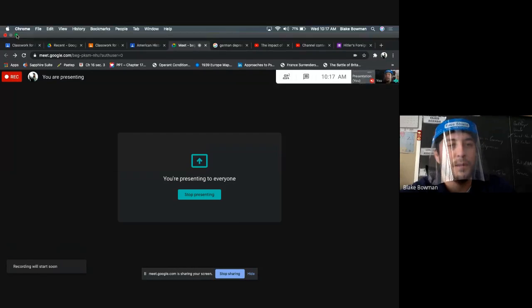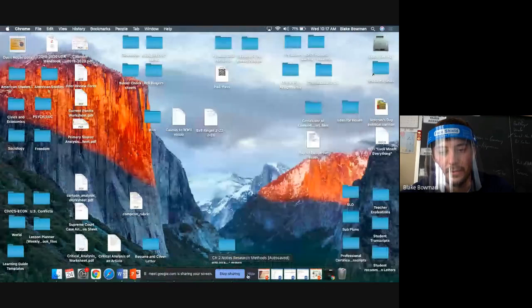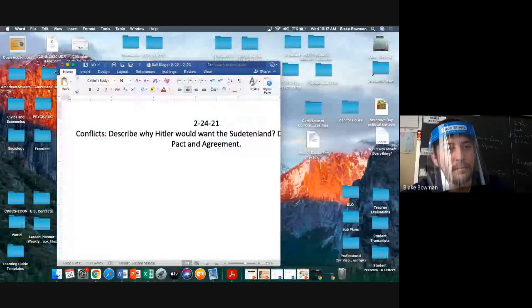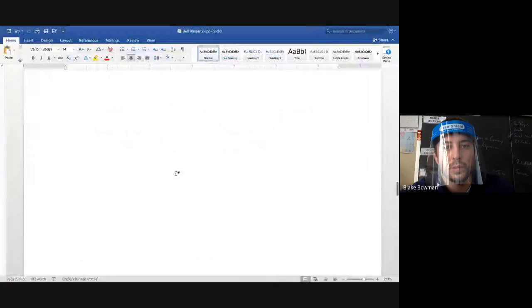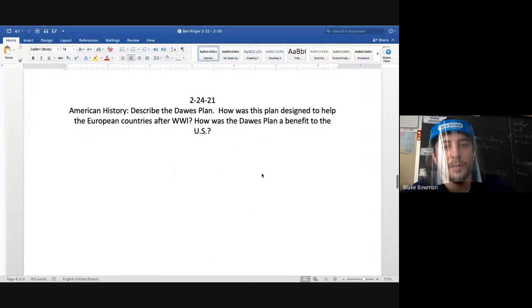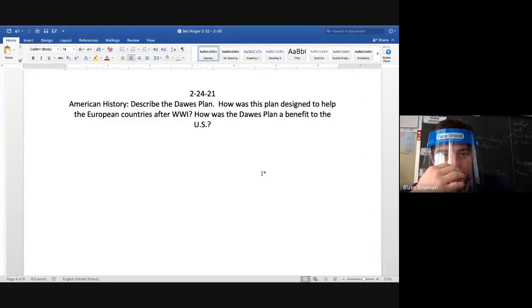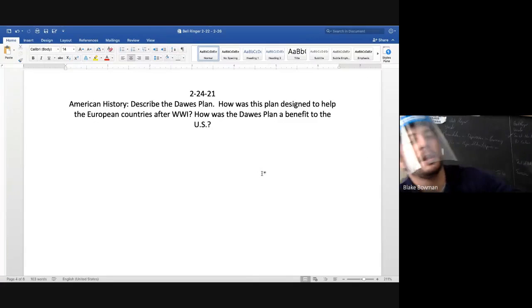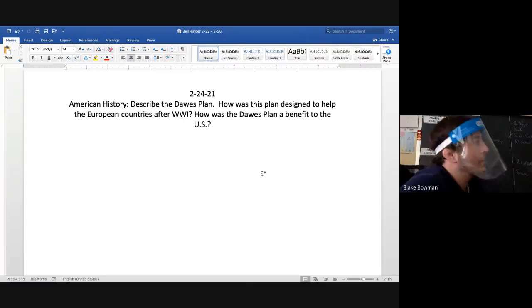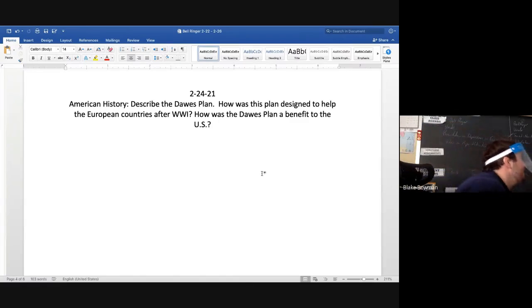All right, so Bellringer for today. Here we go. There it is. Describe the Dawes Plan. How is this plan designed to help the European countries after World War I? How is the Dawes Plan a benefit to the U.S.? There you go.